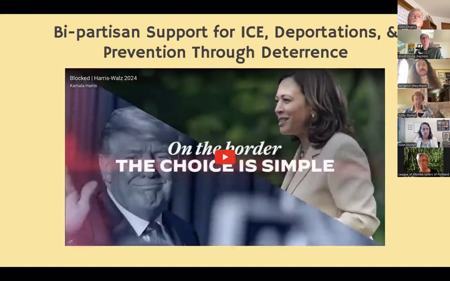I want to take 1 second to watch a 1-minute long ad, a campaign ad. This is not an endorsement of anybody by any means, but it'll just transition me into the last bit that I want to talk about, which is the bipartisan support, this goes back to John's question in chat, the bipartisan support for ICE, deportation, and prevention through deterrence. So this is just a 50-second video.